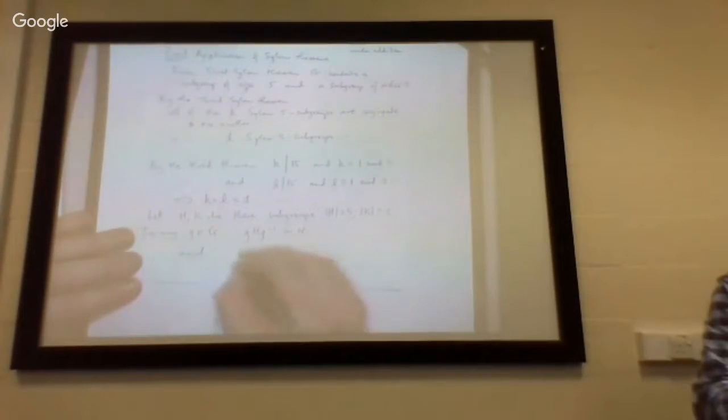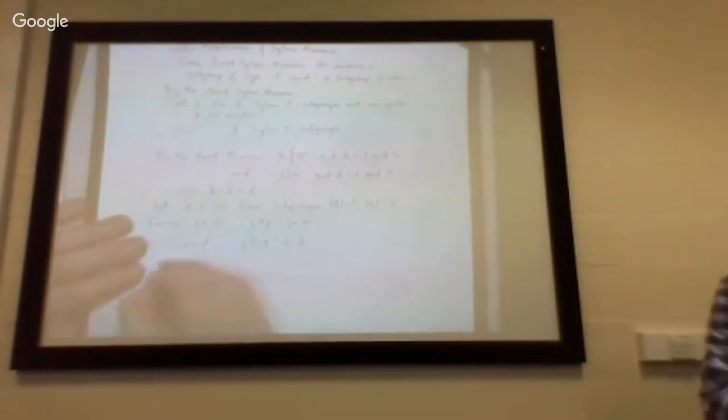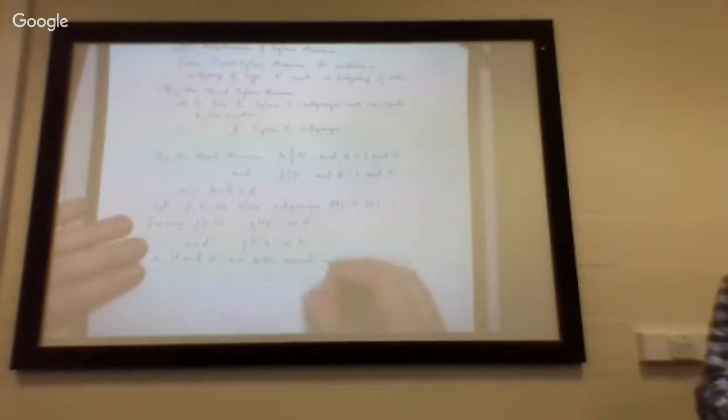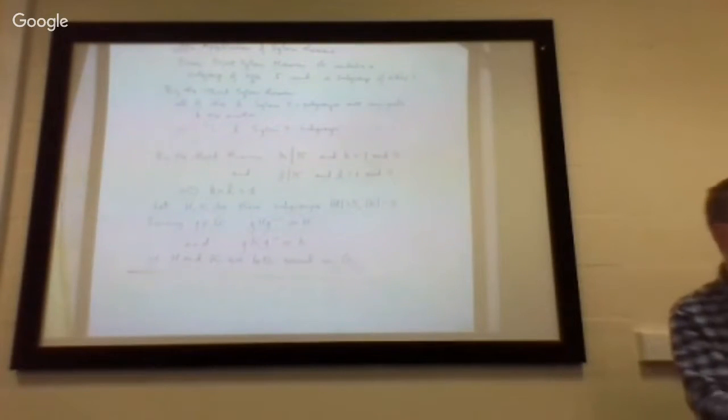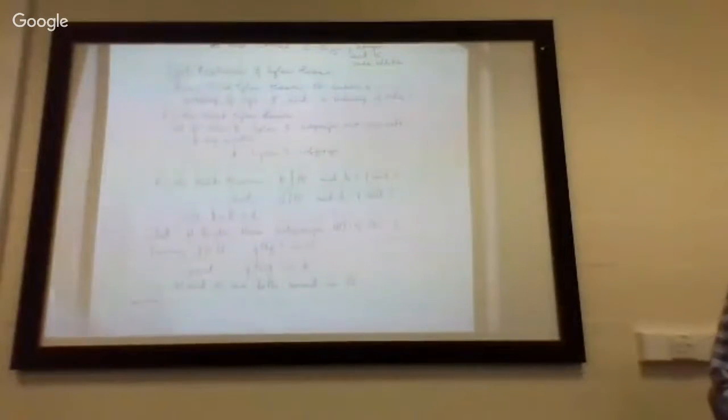And the same thing when you conjugate the one of order 3. All the Sylow 3 subgroups are conjugate to one another. So this is going to be another Sylow 3 subgroup, but there is only one. So that's equal to K. So that means, i.e., H and K are both normal in G. So we're slowly building up a lot of information about G. G has one subgroup of order 5, one subgroup of order 3. They're both normal. Okay.